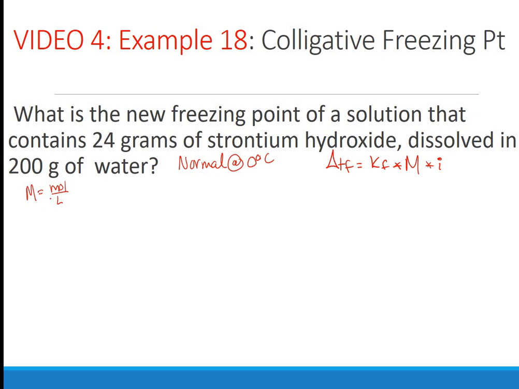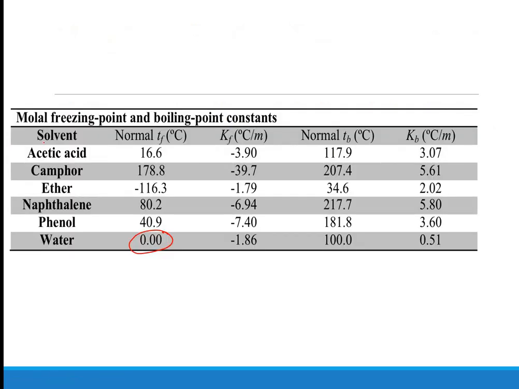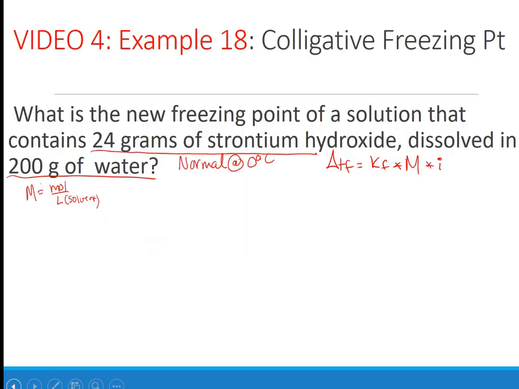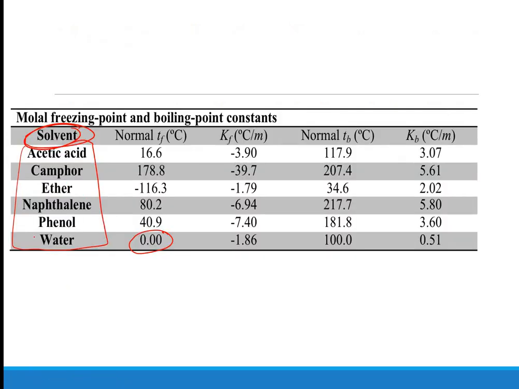So we're going to plug in each piece of information. We know we have 24 grams of strontium hydroxide and 200 grams of water. Well, this one's easy because we know that water is always the solvent. If we weren't sure which one is the solvent and which one goes into the spot for liters, since they're both grams, you can always check your chart. These are all solvents, so you want to find which one is listed on the chart, because that's the one that has our specific freezing point or boiling point that we're using. We see water on there, so water must be the one that's going into liters.